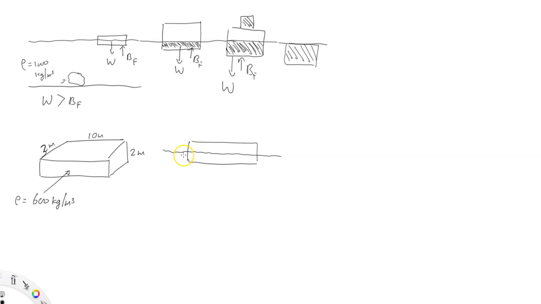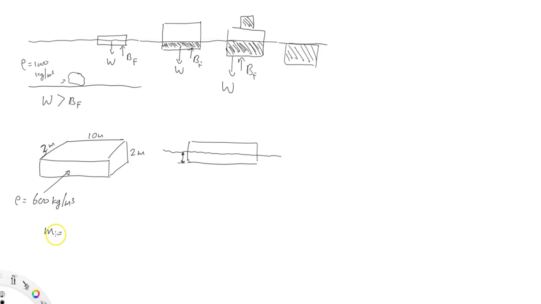Question is, where's the water level? Like for an example, what is this height? How do we do that? Let's first find the weight of the object. To find the weight, first we need to know the mass of the object.